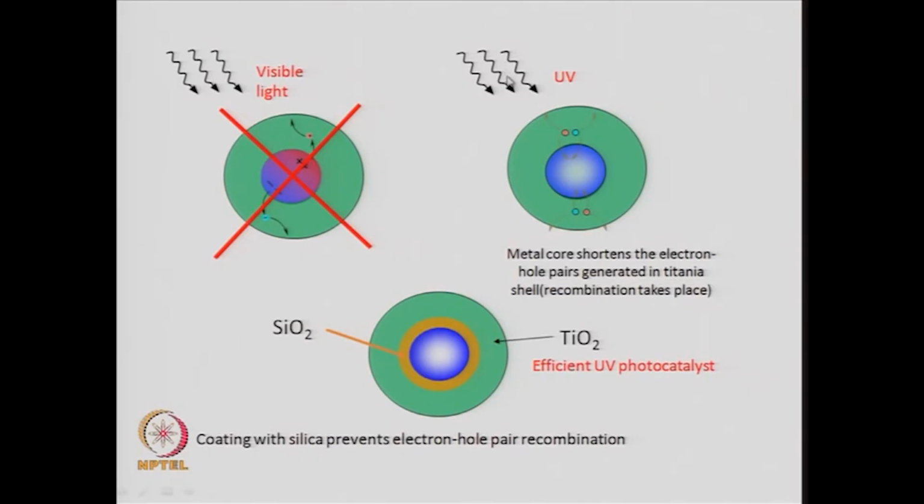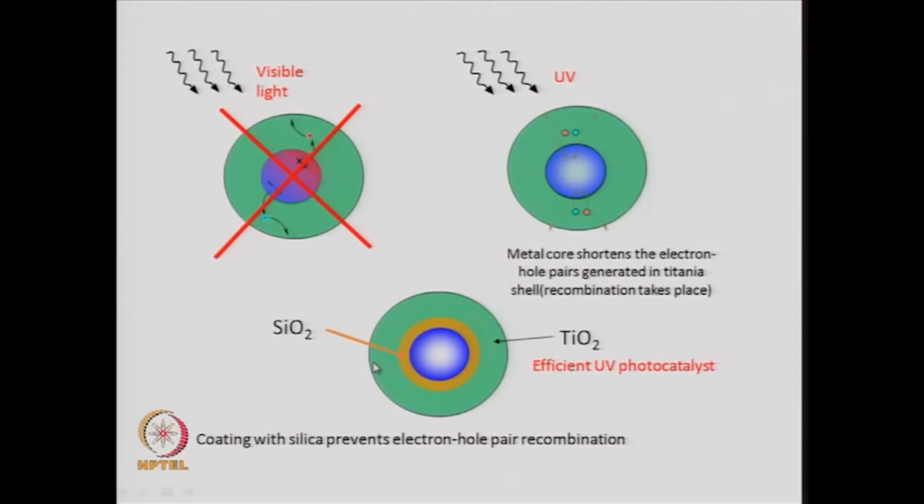However, if you shine UV light and you have the metal and you have TiO2, then you can have electrons and holes, but the metal core shorts the electron hole pairs. So, they recombine, and hence you do not get charge separation easily, and so this is not going to be a very efficient photocatalyst. Although you will generate electron and hole, the lifetime of the electron and hole will be very small and they will quickly recombine. So, this is also not a good situation.